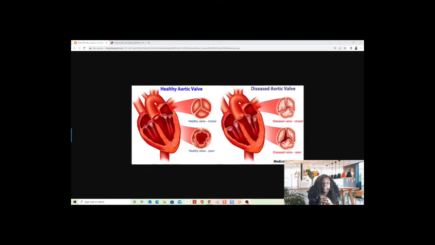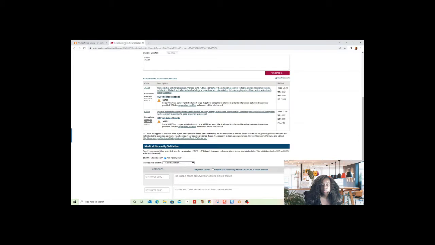So in today's video, we're going to talk about aortography, specifically supravalvular aortography as it relates to the cath lab. So the image you see on the screen here is what an aortic valve looks like. Now there's two codes that are commonly considered when we're doing aortography in the cath lab.